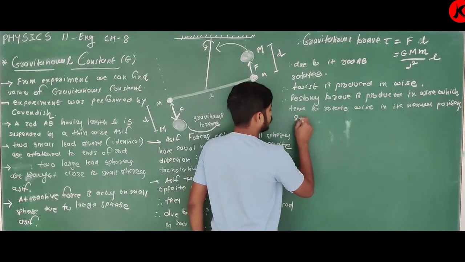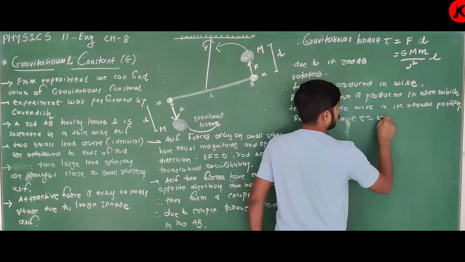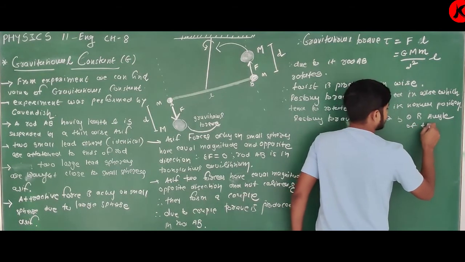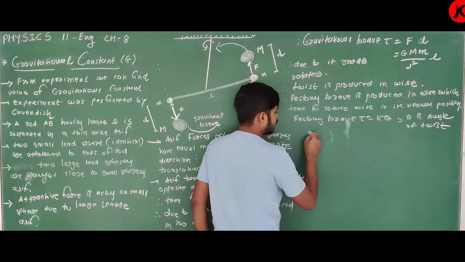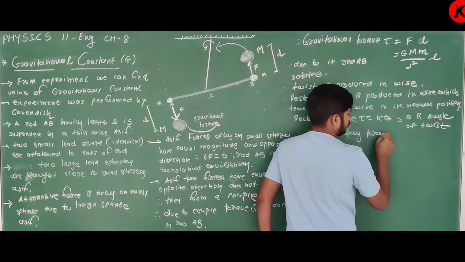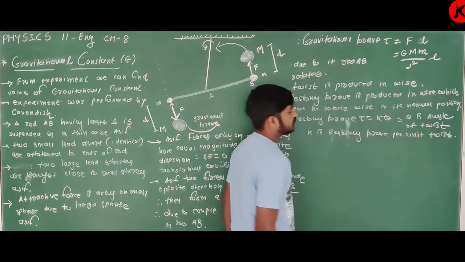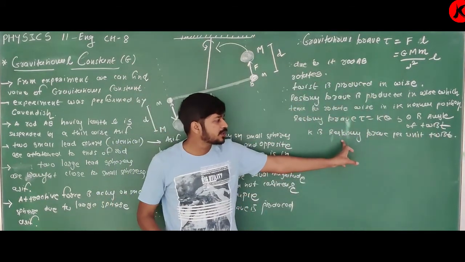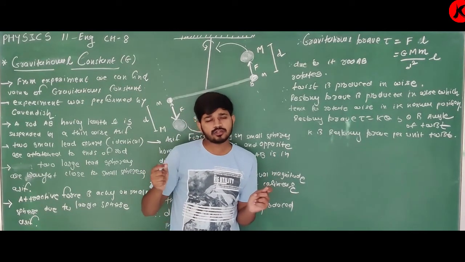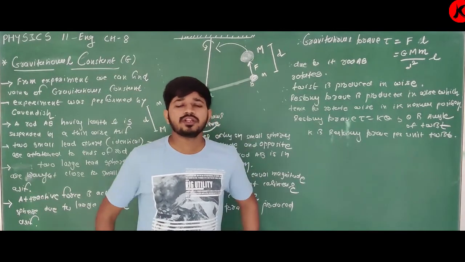And such restoring torque, tau is equal to k theta, where theta is the angle of twist, and K is the restoring torque per unit twist. If the twist is unit, restoring torque is K. If the twist is 2, restoring torque is 2K. Similarly. So yes, it is restoring torque. Tau is equal to K theta.